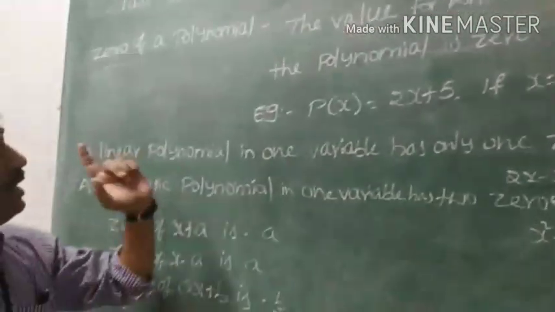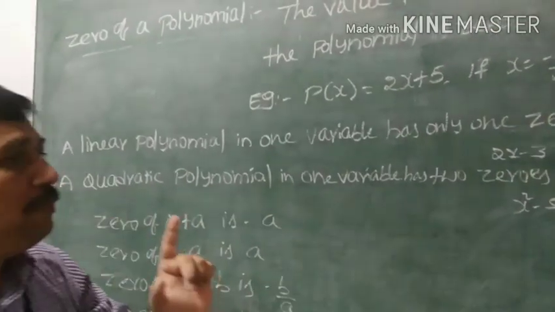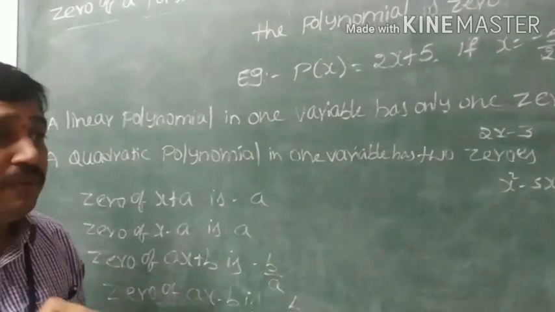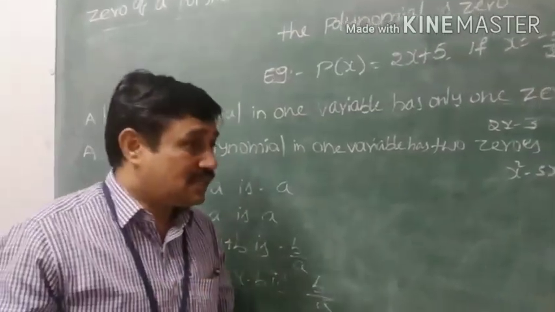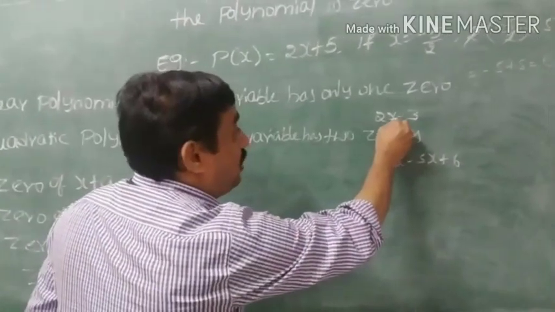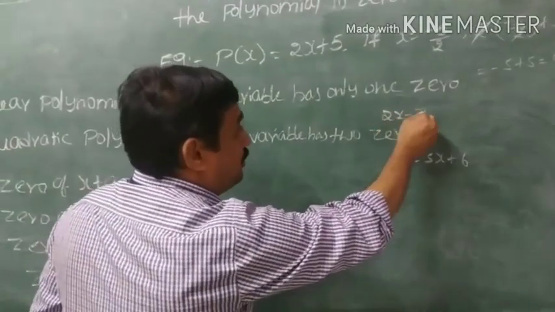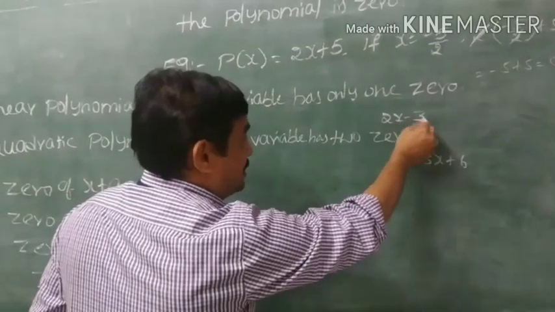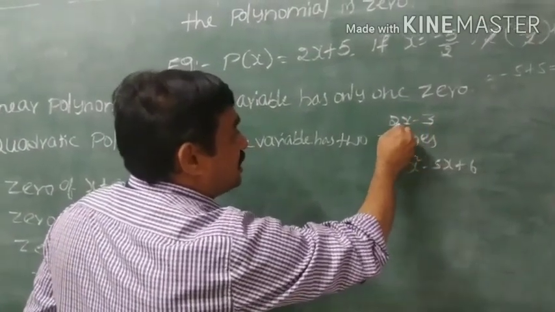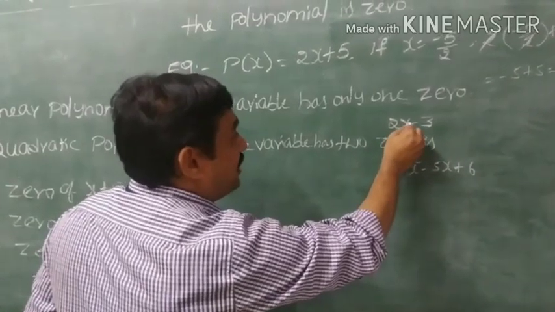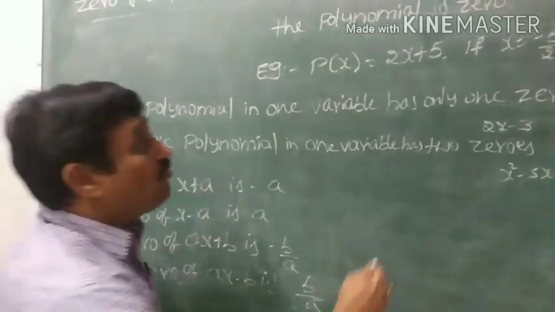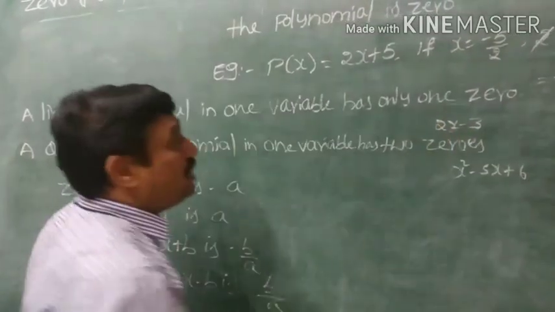Another thing is, a linear polynomial in one variable has only one zero. What is the meaning of one variable? The variables are just like alphabets. Now here x is the only variable. Here 2 and minus 3 are constants, numbers. Here 3 is a constant, then 2 is the coefficient of x. So here x is called a variable. That means a linear polynomial in one variable has only one zero.